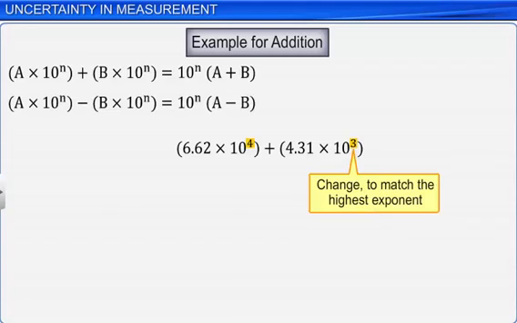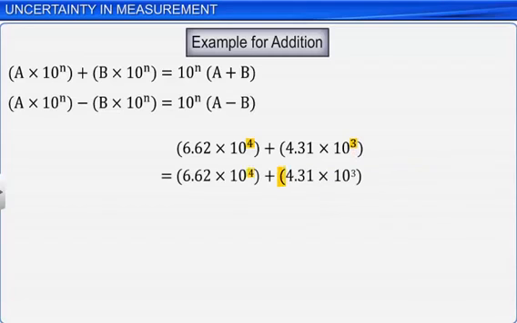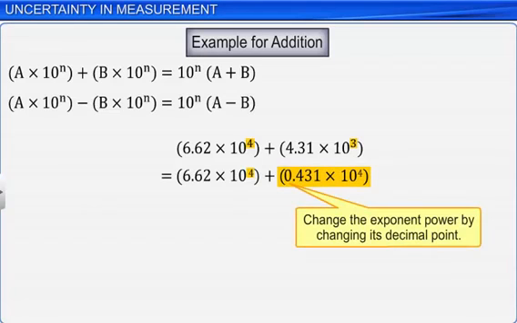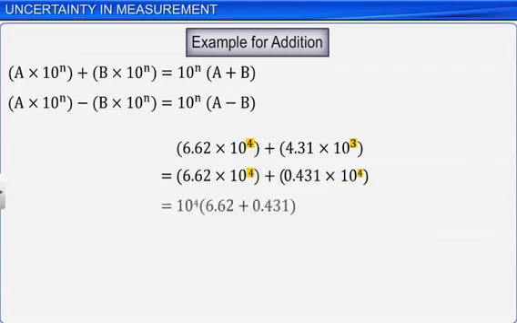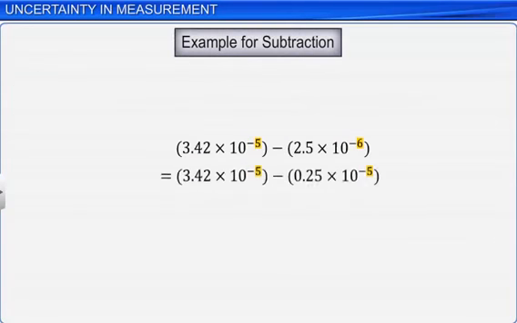So, we rewrite 4.31 multiplied by 10 raised to 3 as 0.431 multiplied by 10 raised to 4. Now, after taking the exponential factor in common, we add both the coefficients and obtain the result as 7.051 multiplied by 10 raised to the power of 4. The same rule applies to subtraction. The example shown here illustrates the steps to subtract two numbers.